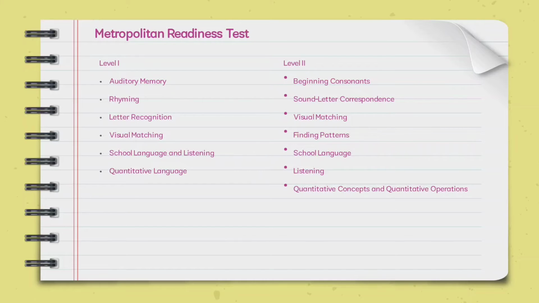Next is listening. So, material is orally presented and the child must select the pictures that reflect comprehension of and drawing conclusions about the stimulus materials. Lastly is the quantitative concepts and quantitative operations. So there are 2 optional tests designed to gauge knowledge of basic mathematical concepts and operations.